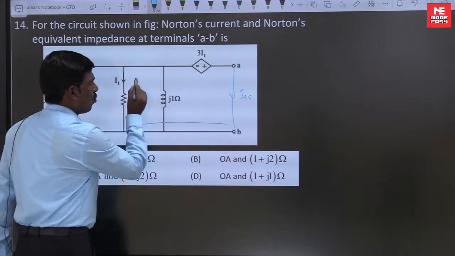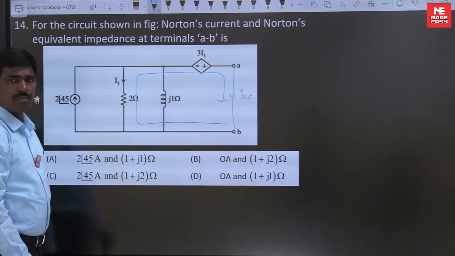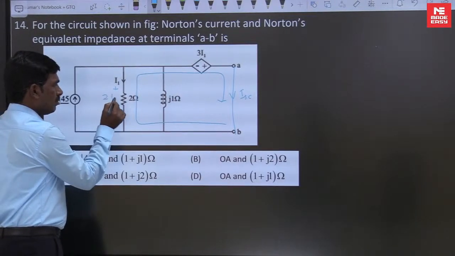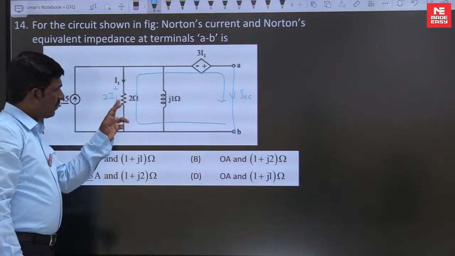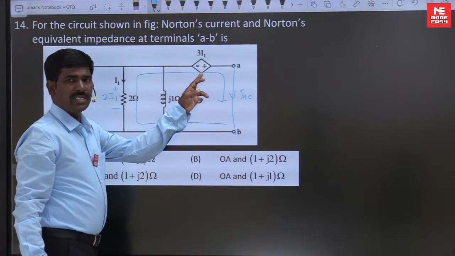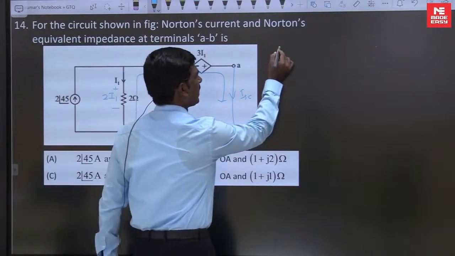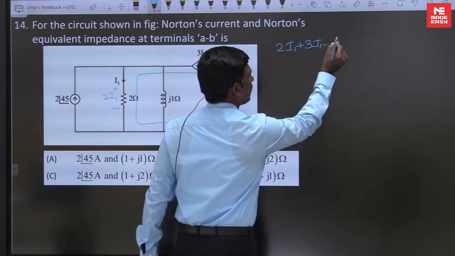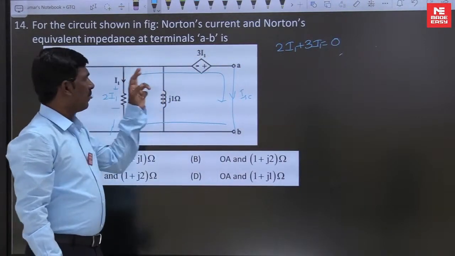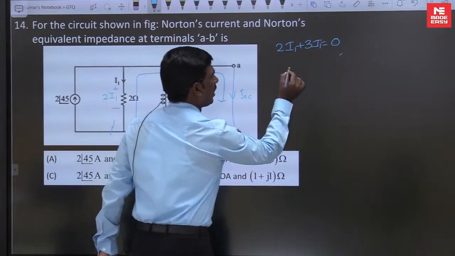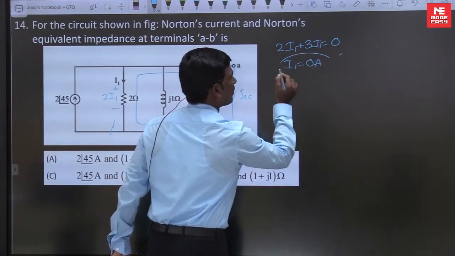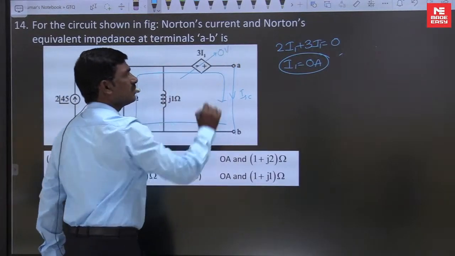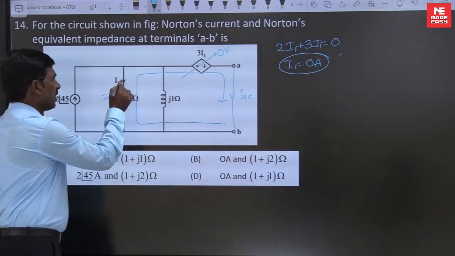If you apply KVL in this loop, this is 2I1 plus 3I1 is equal to 0. So only a single step: 2I1 plus 3I1 is equal to 0. So I1 is equal to how much? I1 is equal to 0. I1 is 0 amperes means this is short circuit, 0 volts. This is a short circuit, and the current in it is also 0.